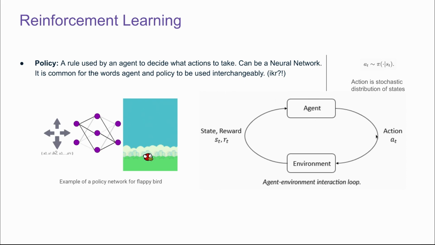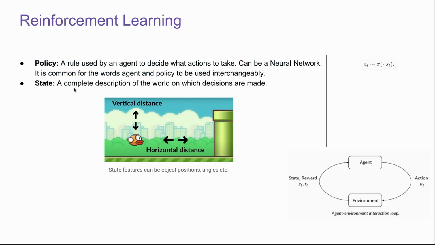It's supposed to take some action and it's going to interact with the environment, and then the environment is going to give a reward to the model itself, and the model is going to be on a specific state. So this is the relationship between agent, environment, action, state, and reward. The action is a stochastic distribution of the state. And then a state is a complete description of the world on which decisions are made. All the information that you care of the environment should be captured in the state here.